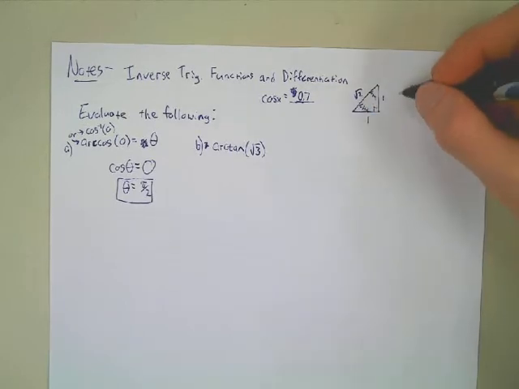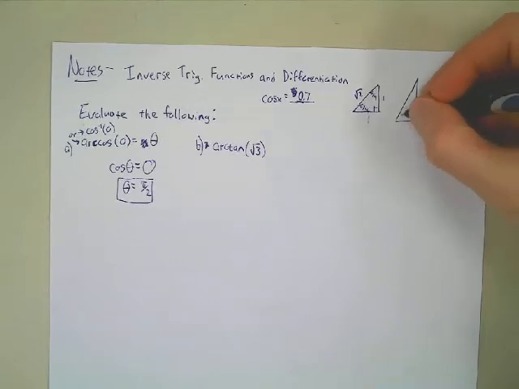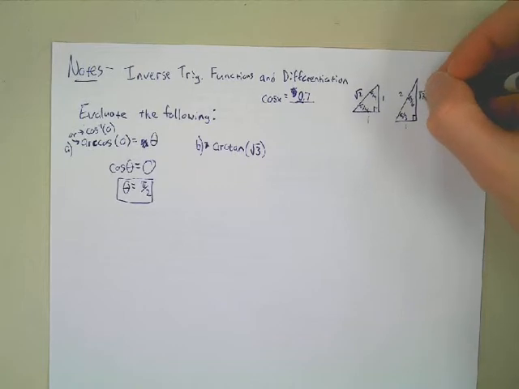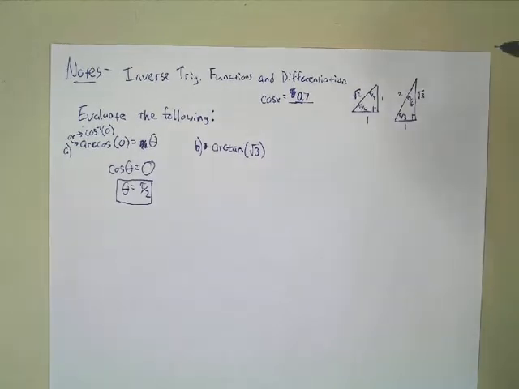And then the 30, 60, 90 triangle, or the pi over 3, pi over 6, that's going to be 2, 1, and then root 3. I'm sorry, it's just root 3 for that side, the way I have it written there.